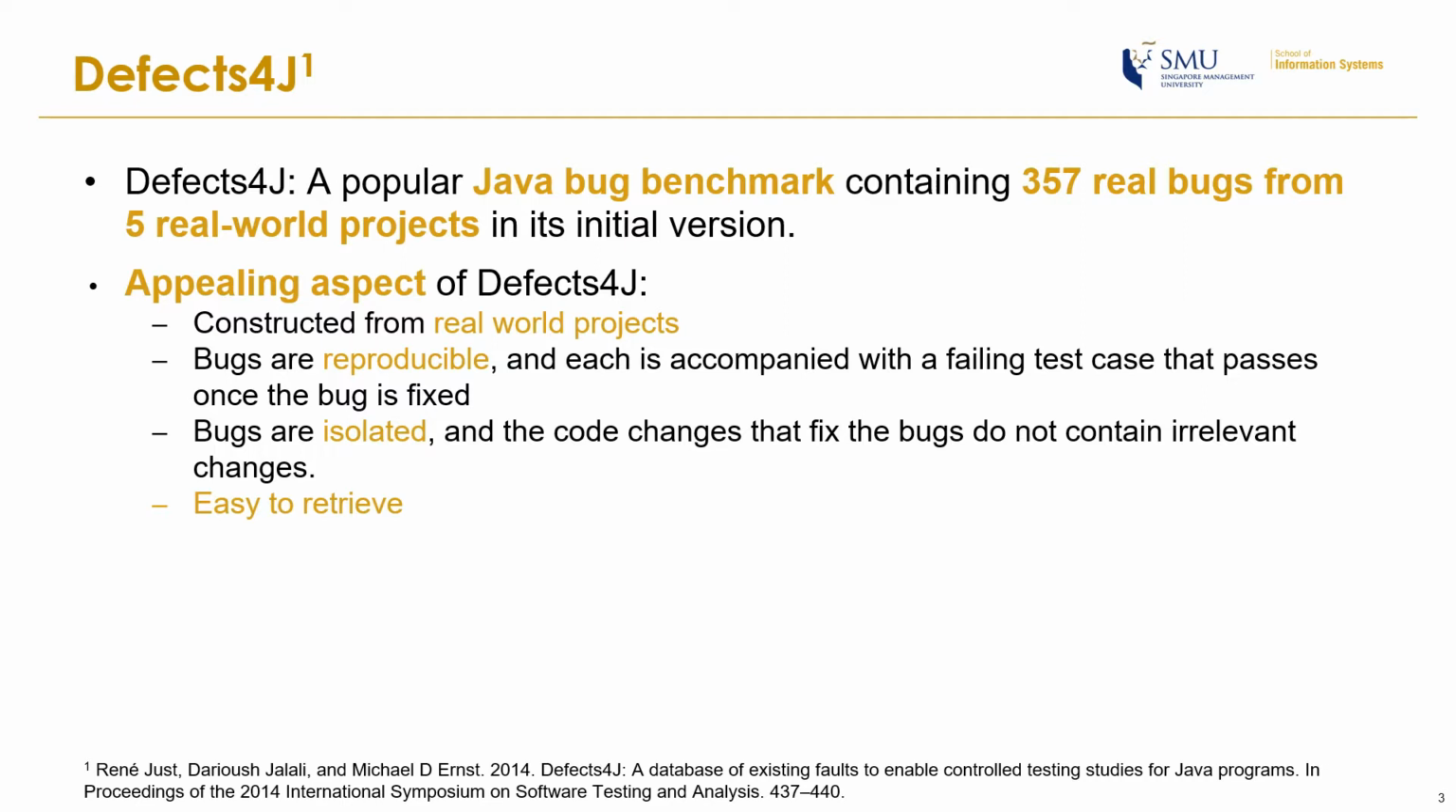First, it is constructed from real-world projects. Second, bugs are reproducible. That means each of the bugs is accompanied with a failing test case that passes once the bug is fixed. And third, bugs are isolated. It means that the code changes that fix the bugs do not contain irrelevant changes, such as refactoring or adding a function. Defects4J also makes it easy to retrieve the bugs.